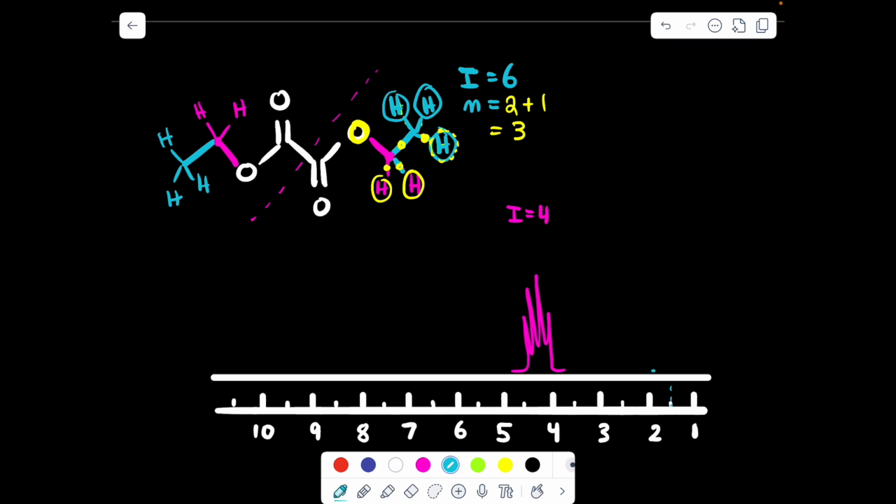So I should have a triplet, 1, 2, 3, in an electron-rich area, because it's a CH3 attached to a CH2. A CH2 group is not pulling away electrons. Hence, it's going to be electron-rich. Integration is equal to 6. And this would be the spectra that we were given in the beginning. So I've just convinced myself that I did this correctly.